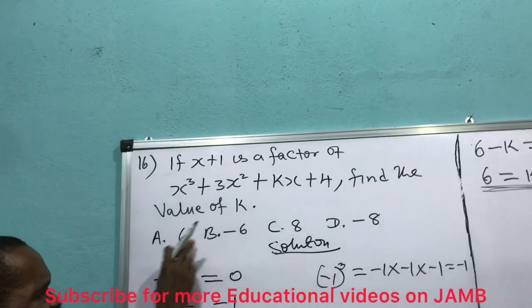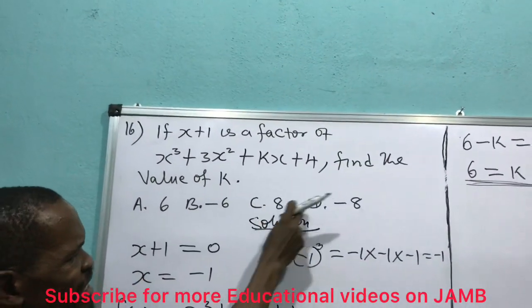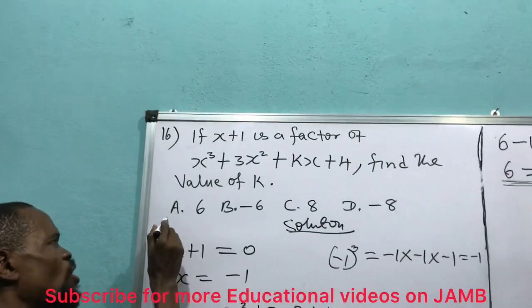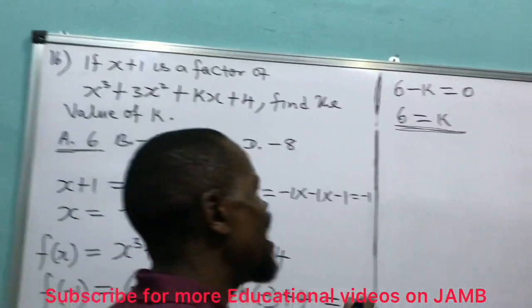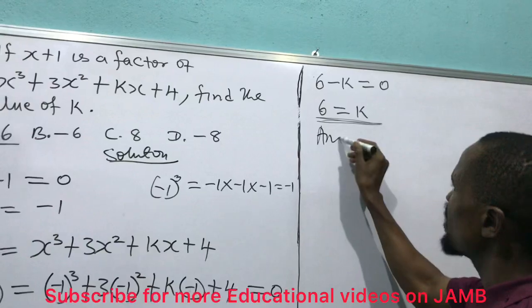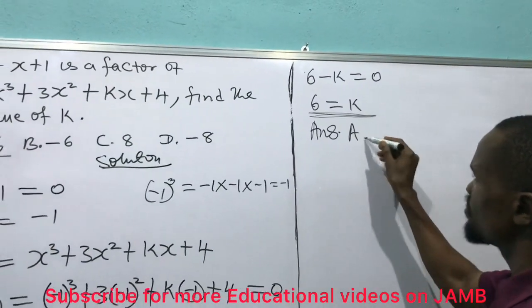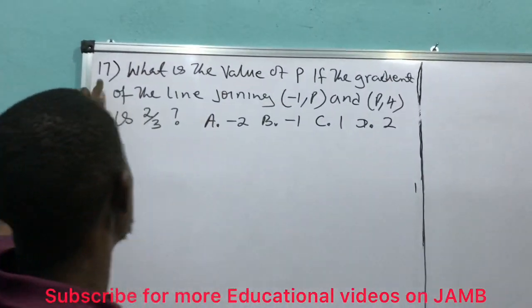I have A6, B minus 6, C8, D minus 8, and my option A is the answer. You remember? My answer is A. That's question number 17.